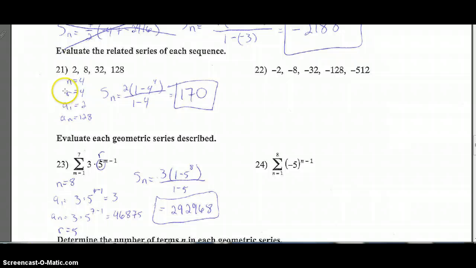21, N is 4, R is 4, A1 is 2, A sub n is 128. That's enough information to find the sum.